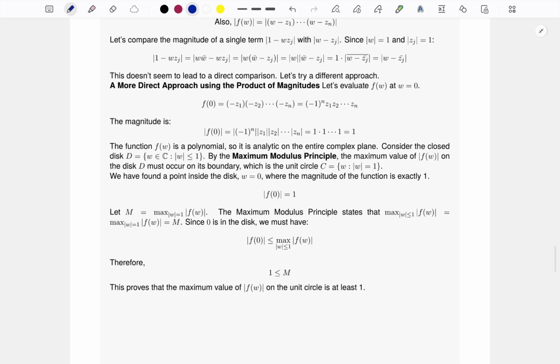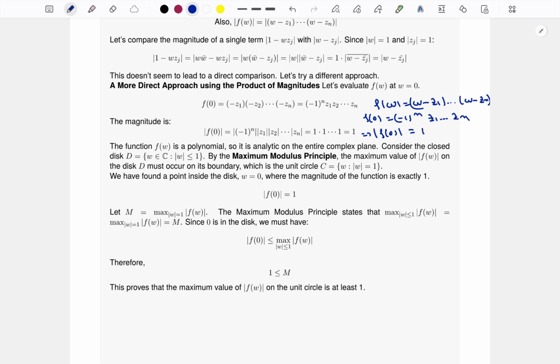Let us come here. What is my f of 0? My f of w was (w minus z1) till (w minus zn). So my f at 0 should be (minus 1) to the power n into z1 till zn. This implies that my modulus of f(0) is nothing but 1. And that's exactly what we need, right?